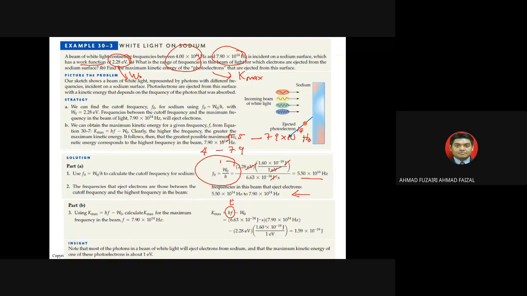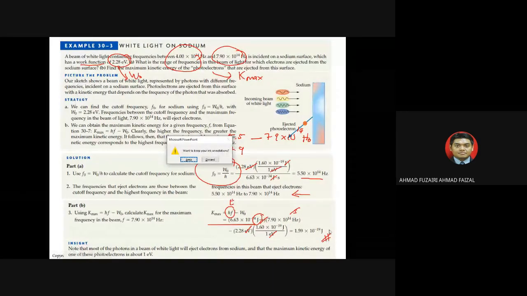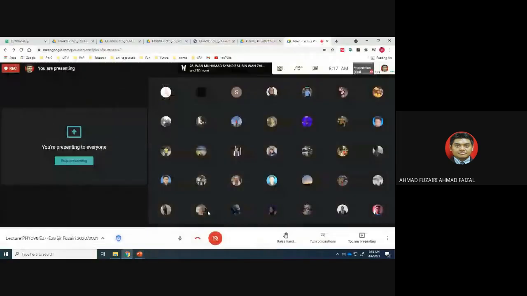Or 2.28, again we need to cancel out electron volt and electron volts. Remember, the frequency is second to the negative 1, or 1 over second, so second and second will cancel out, and in the end the term left will be joule. That's why the answer is in joules: 1.59 times 10 to the power of negative 19 joules. So that is the first part.